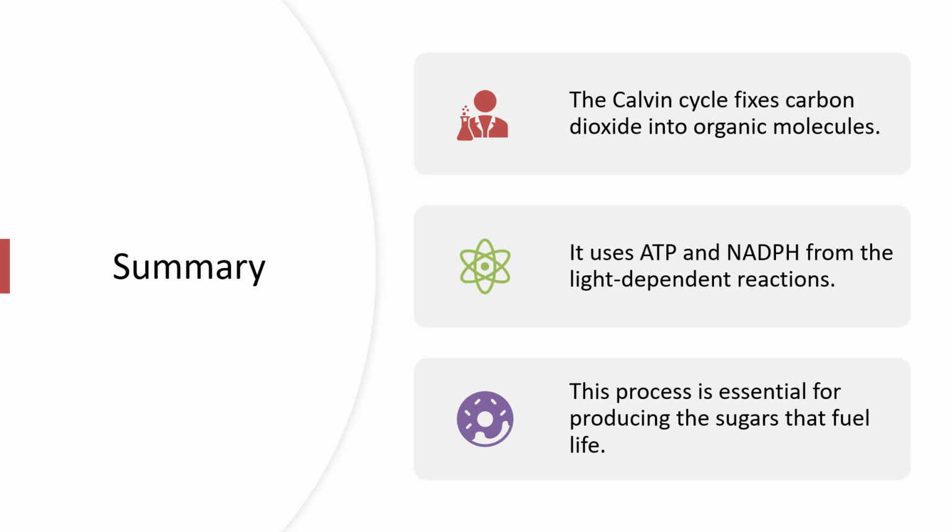The Calvin cycle is the stage of photosynthesis that builds carbohydrates from CO2 using ATP and NADPH. It's essential for storing solar energy in a form that can power life. From microscopic algae to giant trees, this same cycle is running around the planet every day.